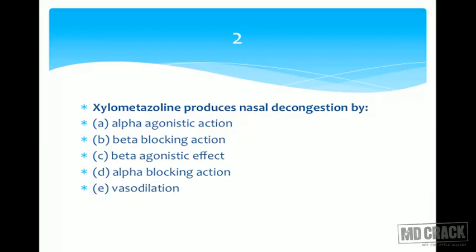Next question. Xylometazoline produces nasal decongestion by: alpha agonistic action, beta blocking action, beta agonistic action, alpha blocking action, and vasodilation. So the examiner wants to know about nasal decongestion. Forget about xylometazoline, he wants to know when nasal decongestion will be produced. What's the mechanism of producing nasal decongestion effect? And there's a coining of two receptors with the words blocker and agonist. So alpha agonist, alpha blocker, beta agonist, beta blocker. And the last one is vasodilation.